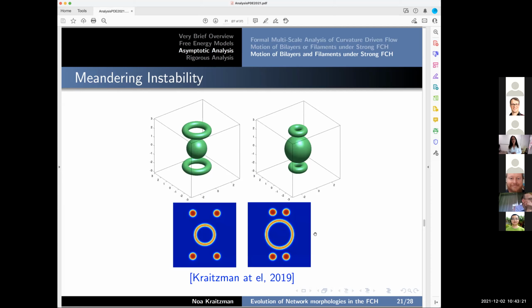So here's a numerical simulation. We started with a single bilayer and two rings, which are two filaments. We let the system run, and we can see that pretty quickly the bilayer will grow at the expense of the filaments.